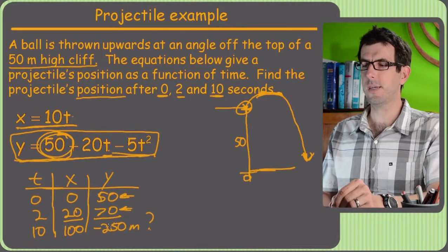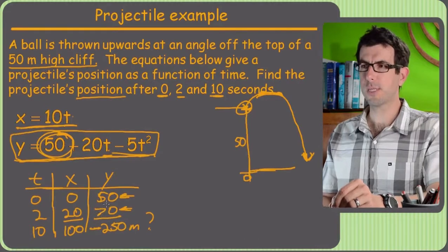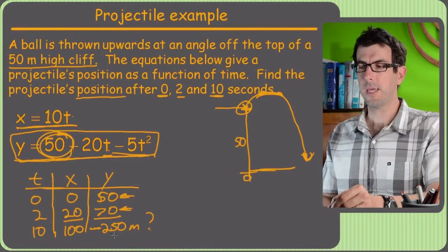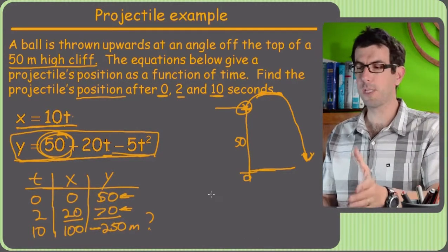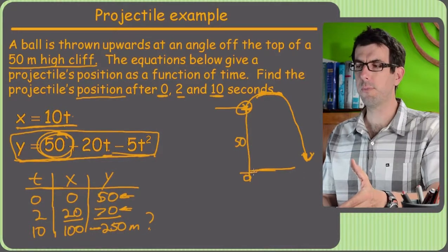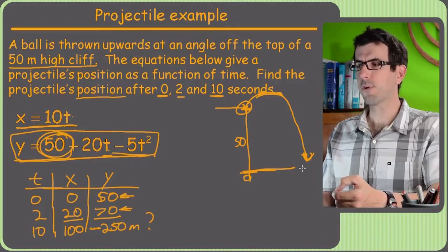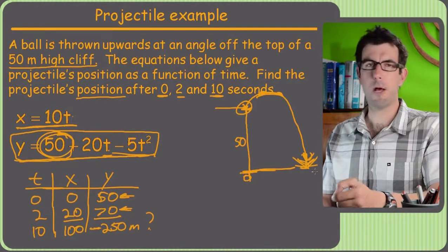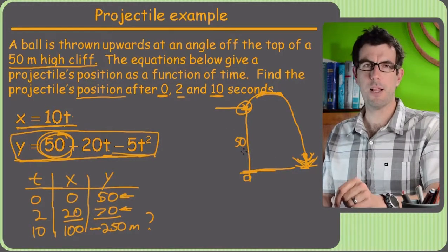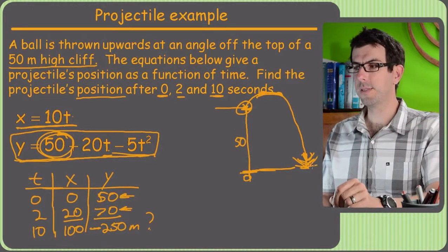So the truth is that where this projectile, this ball, would like to be, if it had its way, is 250 meters below the bottom of the cliff right now. But of course, it didn't make it that far. It crashed into the ground right here. And there was a splat, or maybe the ball popped. That's a pretty tall cliff to throw a ball off of. Who knows what happened? But the point is that this thing hit the ground.